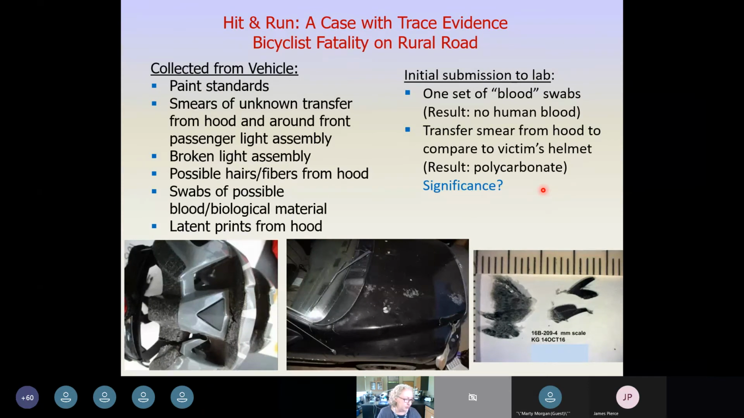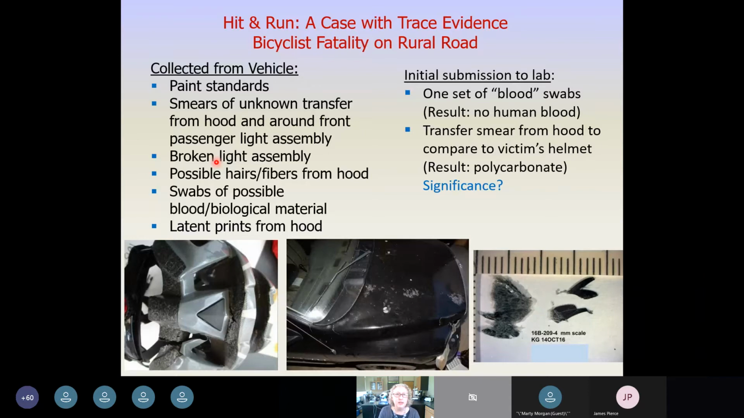So now that the suspect vehicle has been seized and there's a search warrant, a whole other list of evidence was collected. You remember there was a bunch of evidence collected from the autopsy and the scene. Now we have additionally these items collected from the vehicle. We have paint standards in the areas of damage. We also have some areas on the hood that look like they've been abraded or something has been rubbed off onto the hood. And that kind of travels from the front of the vehicle all the way up to where the windshield begins. Again, we don't know if this is pre-existing or if it's associated with the event, but we'll test it. We also get the disassembled broken light assembly.